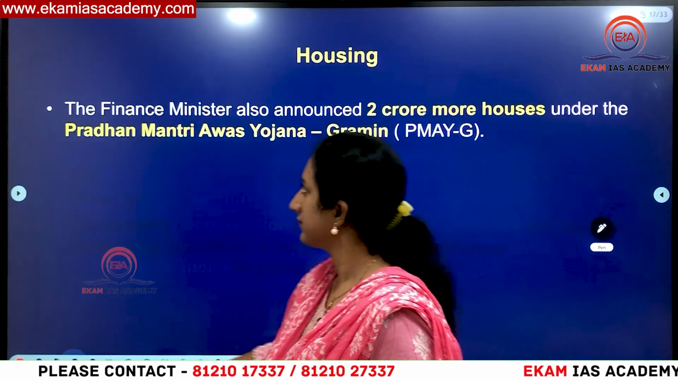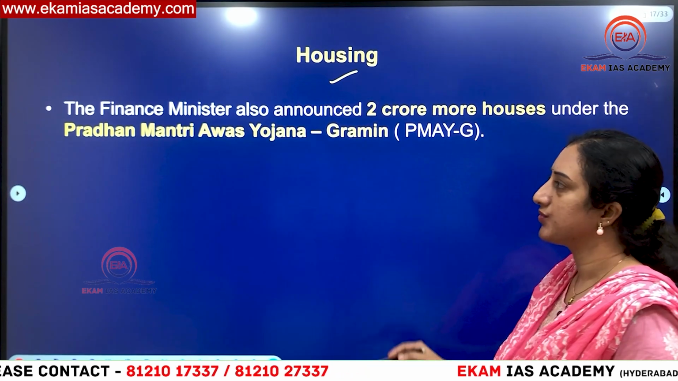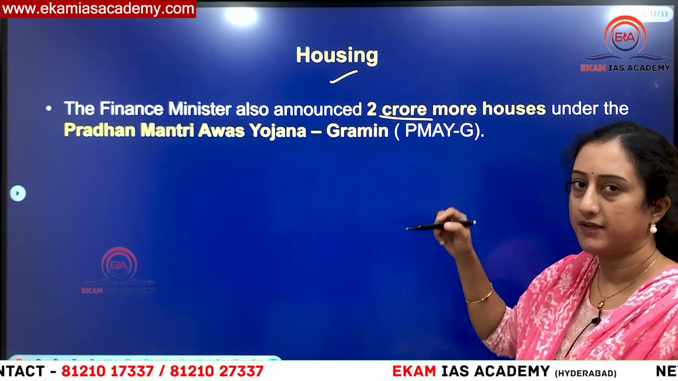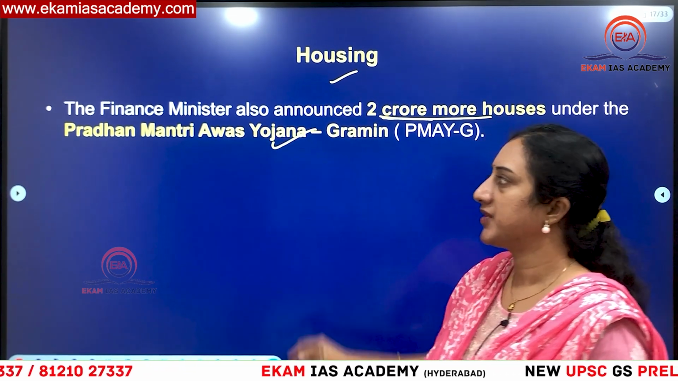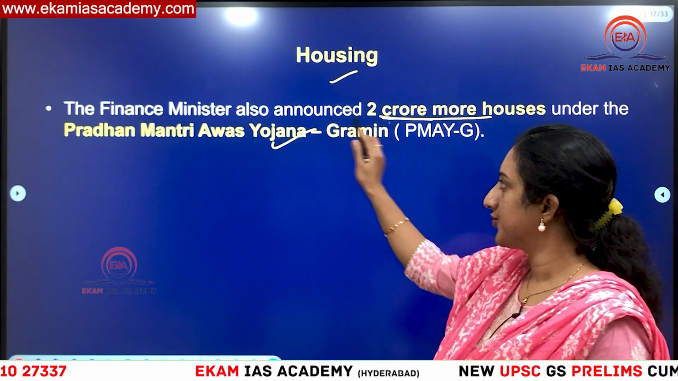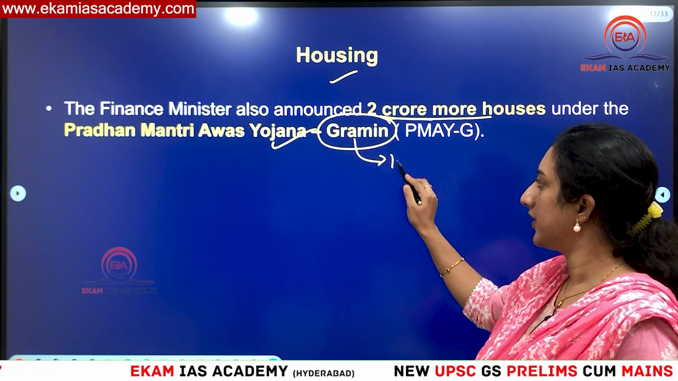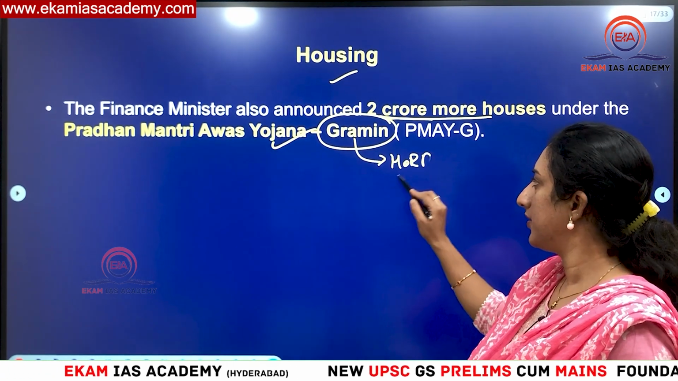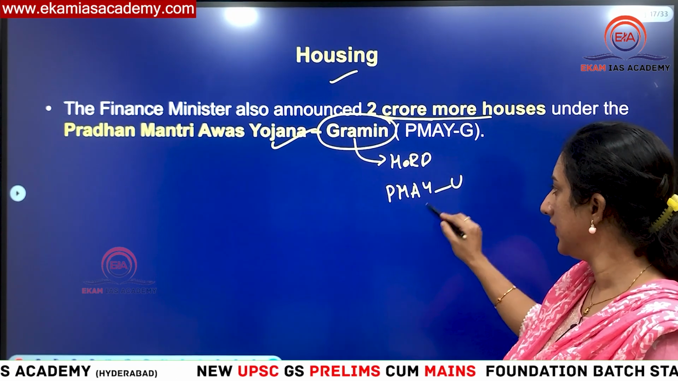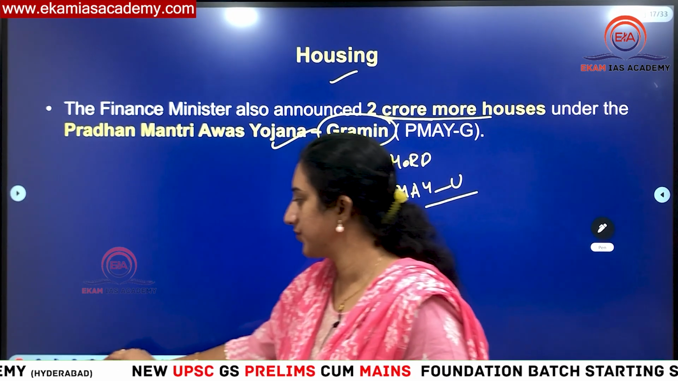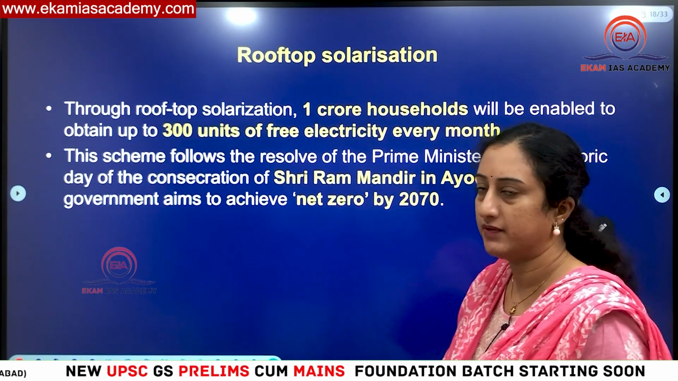Then housing. With respect to housing, the finance minister has announced that 2 crore more households will be brought under the Pradhan Mantri Awas Yojana Gramin. This is under the Ministry of Rural Development, so you should know. And you have Pradhan Mantri Awas Yojana Urban also, that is under the Ministry of Urban and Housing Affairs. So 2 more crore people will be brought under this.